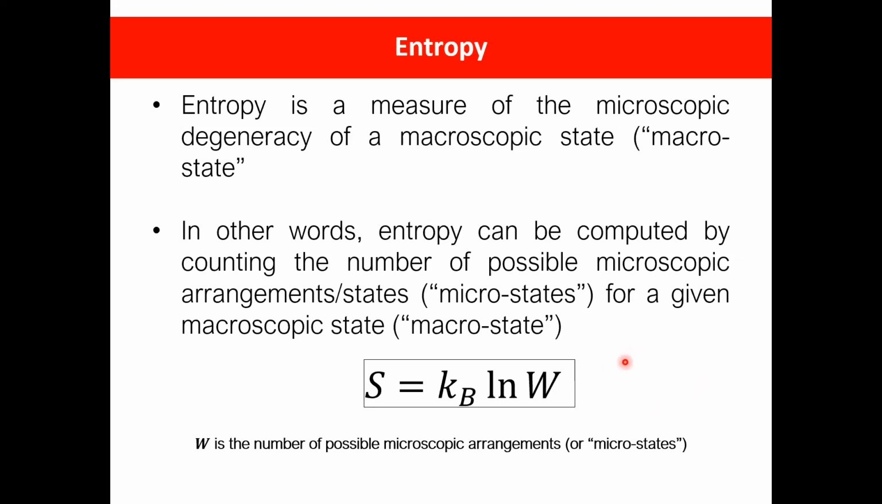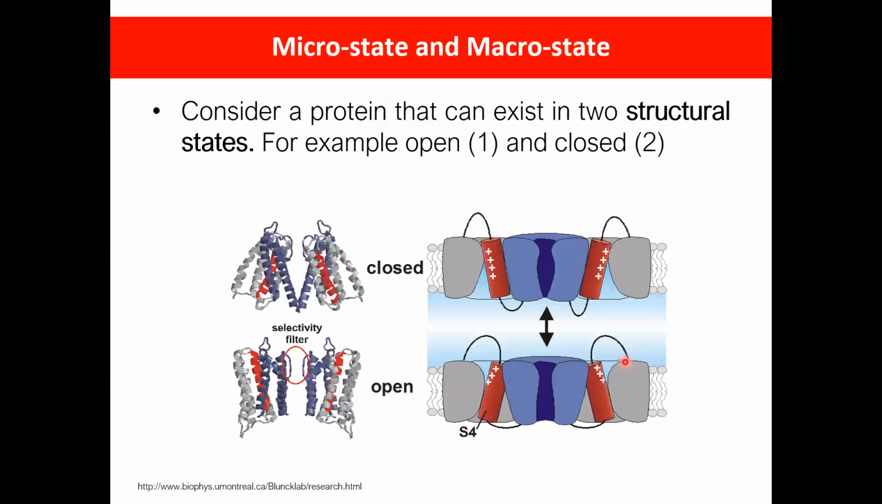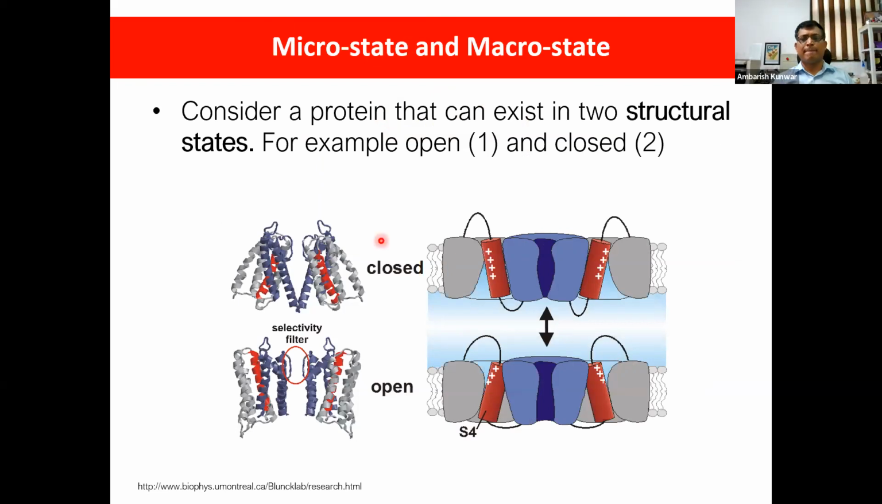Let me go to the next slide. Here let's take an example. I'm also turning on my video. Here you see an example of a protein which can exist in two states. One of them is an open state, the other one is a closed state. Now this is a protein in the open state. Even in this open state, although the overall state is an open one, this protein consists of a large number of amino acids.